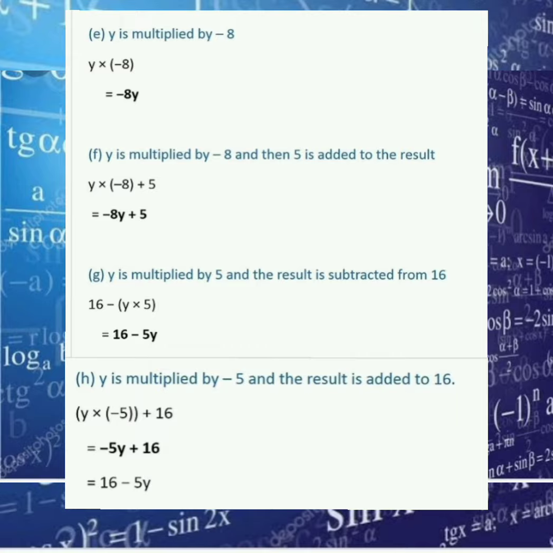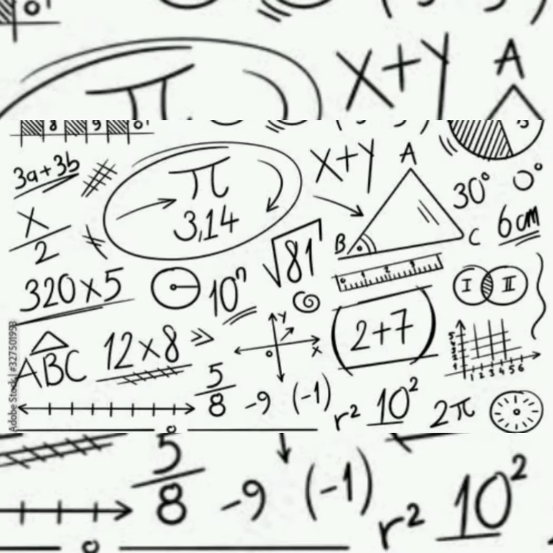The last one, y is multiplied by minus 5 and the result is added to 16. So first multiplying y and minus 5, then adding that to 16, so minus 5y plus 16, or we can also write 16 minus 5y. Let's form similar expressions for simpler word problems.